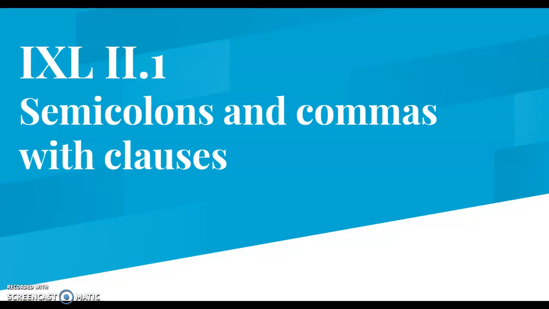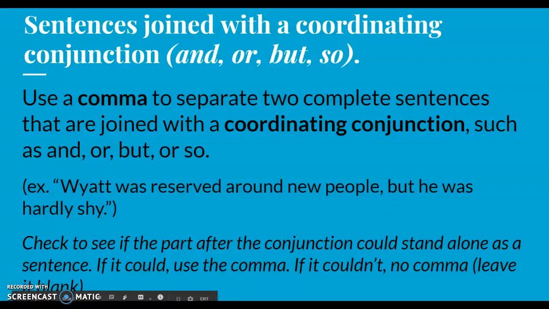Here's a recording to help you with the IXL II.1 on semicolons and commas with clauses. We're going to be looking at several different sentence types here and deciding whether to put a comma or a semicolon or nothing. So the first point, sentences joined with a coordinating conjunction like and, or, but, or so.